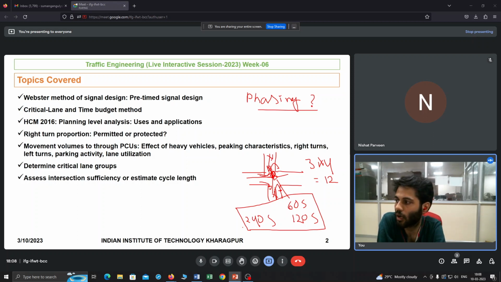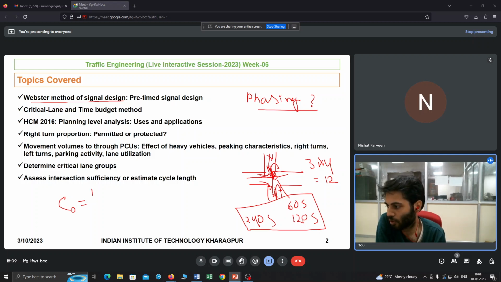So now you have to decide how to actually design this signal. So one of the methods is the Webster method of signal design, which deals with the optimal cycle length. What is the optimal cycle length? It will obviously depend on the phase number, but suppose I have fixed that I want to design a 3-phase signal, right? So now if you want to design a 3-phase signal, what could be your optimal cycle length, right? That will also determine your green cycle length.